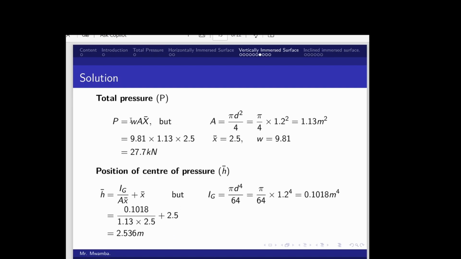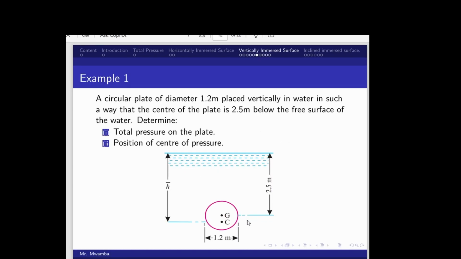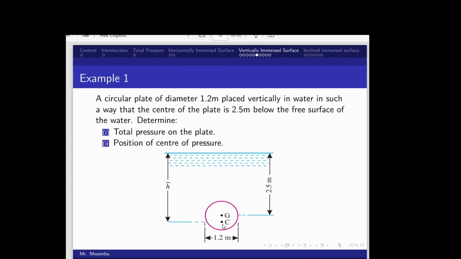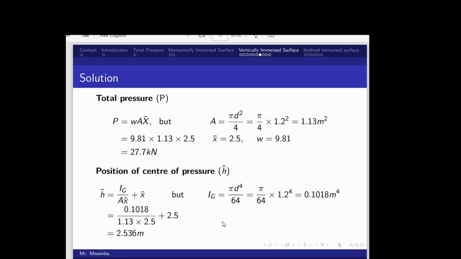That is the pressure being exerted by the fluid on the immersed surface, which is immersed vertically. Now the position of the center of pressure. At what point does this pressure act? We're looking for the point C now. At what point does this liquid act on this immersed surface? It is given by moment of inertia over area times the height, plus the height.